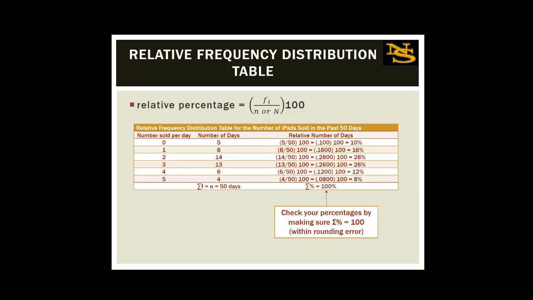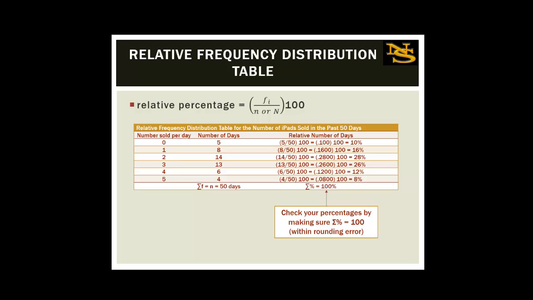In this case, we're working with a sample of 50 days. So 50 will be the denominator in this first part here. Then you take the frequency for the value of interest divided by the total frequency of all of the values in the data set, and multiply that by 100. You can see in the far right column here, I did that for every single different value in our data set. The first one we're looking at is 0 sold per day. There were 5 days where that happened. 5 out of 50 days gives us 0.10. 0.10 times 100 gives us 10%.